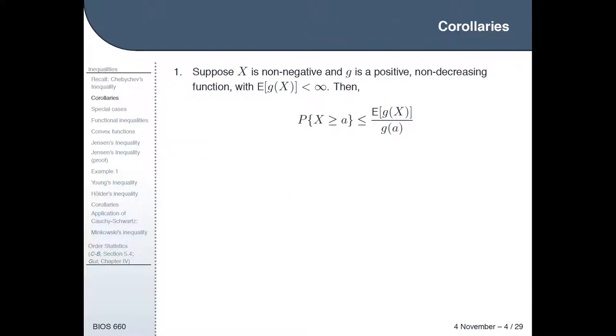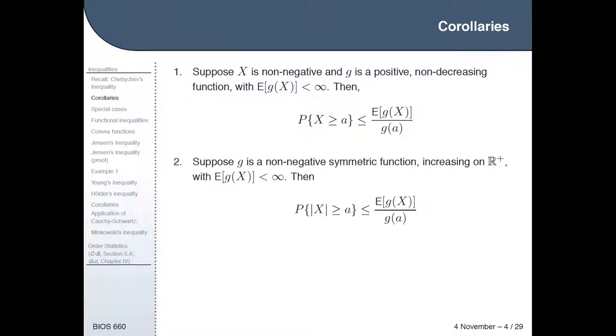And there are two corollaries of these inequalities, which give us some of the classic named inequalities. If g is some positive non-decreasing function and the expectation is finite, then the expected value of g of x over g of a is greater than or equal to the probability x is greater than or equal to a. And as I think about this, I'm not sure that the condition that the expectation of g of x is finite is necessary, because it seems like it's trivially true if that's infinite. But anyway.